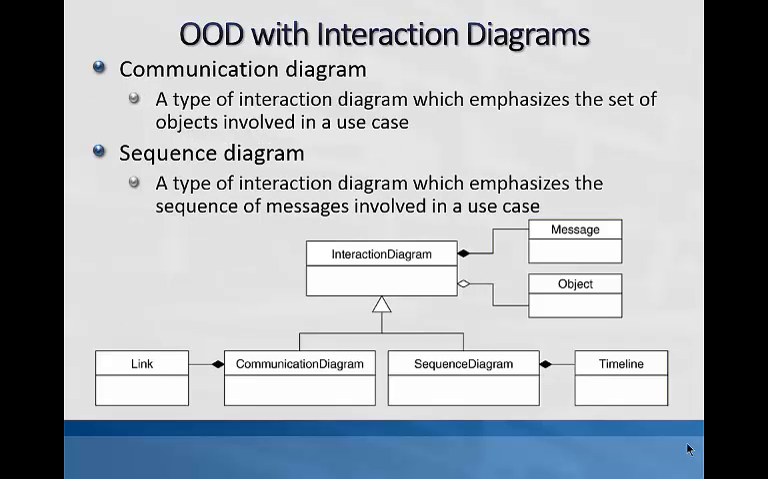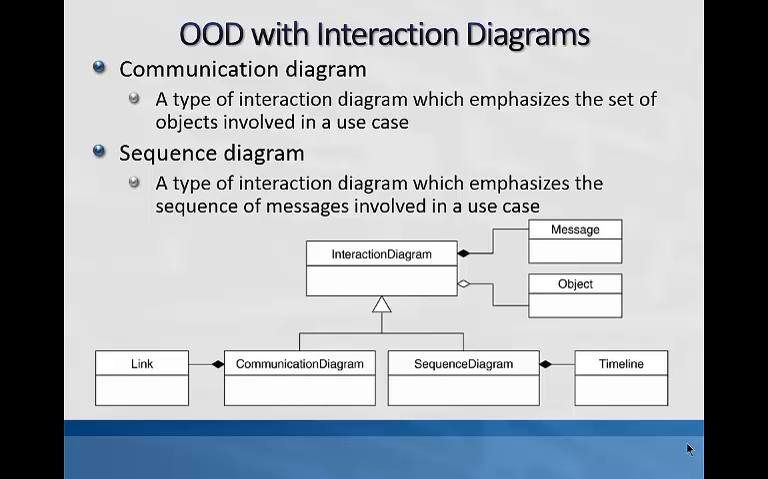There are two types of interaction diagrams that are used for use case realization: communication diagrams and sequence diagrams. Both types of diagrams contain basically the same information. The layout and syntax of each is slightly different. Because the layout is different, the focus of the diagram is also slightly different.